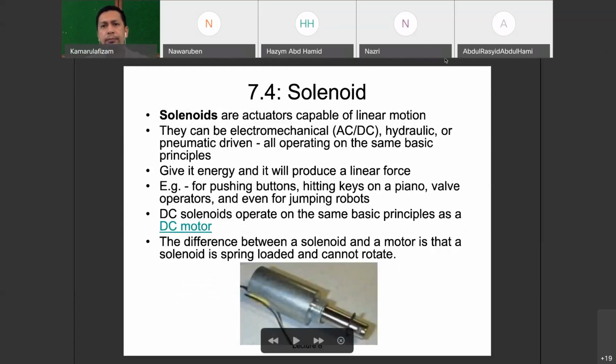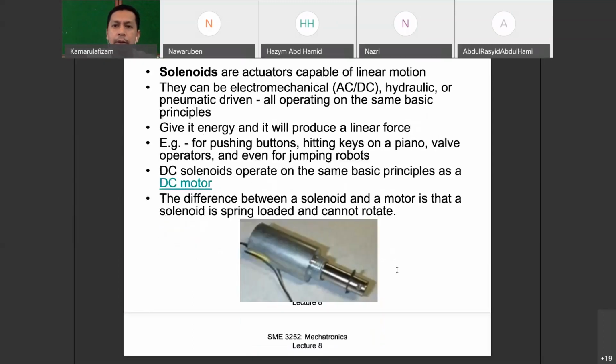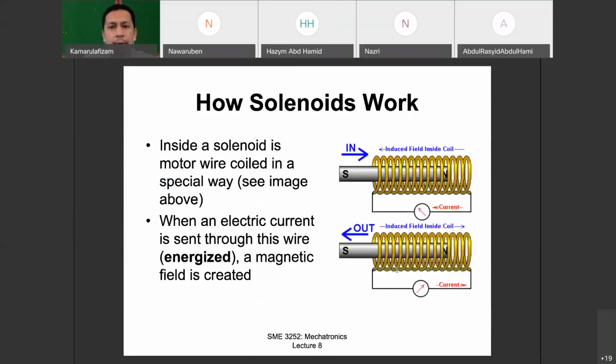Okay, the next. Actuator adalah solenoid. Solenoid adalah actuator yang capable of linear motion. They can work on DC and AC, hydraulic or pneumatic driven. These are solenoid. Semalam I think we have seen spool valve, we have seen poppet valve, which are very much driven and controlled by solenoid. Solenoid ni dia boleh control dia punya plunger untuk go back and forth to open and close valve basically.